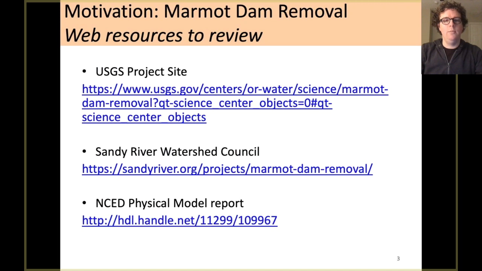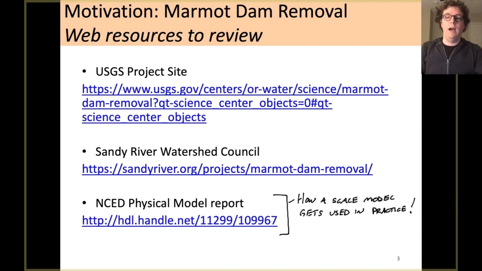And similarly, there are some other resources on the web. There's a project site from the U.S. Geological Survey, a site from the Sandy River Watershed Council, who did a lot of the advocacy work and funding for this. And at the bottom, you can see that there's a report from the National Center for Earth Surface Dynamics, or NCED, who built the physical model. That report's really nice because it actually shows you how a model gets used in practice. So the idea of modeling and similitude, those are concepts that we'll talk about in our next lecture.